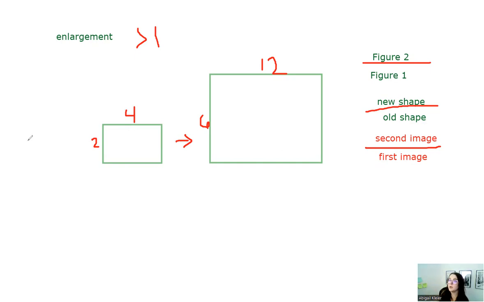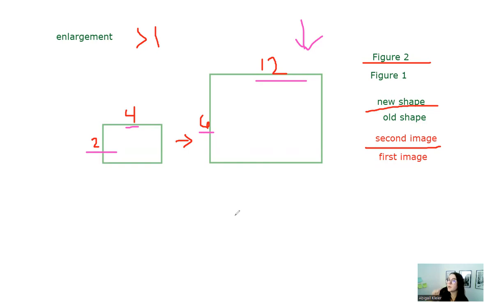We are looking first at the shape that is the new shape, or the second image. Sometimes it is referred to as the copied image. That's the shape we're looking at first. We want to find the dimensions. So the dimensions are 6 by 12. And now we can look at the old shape. The dimensions are 2 by 4. We need to set up our fraction to follow the dimensions in these two shapes.